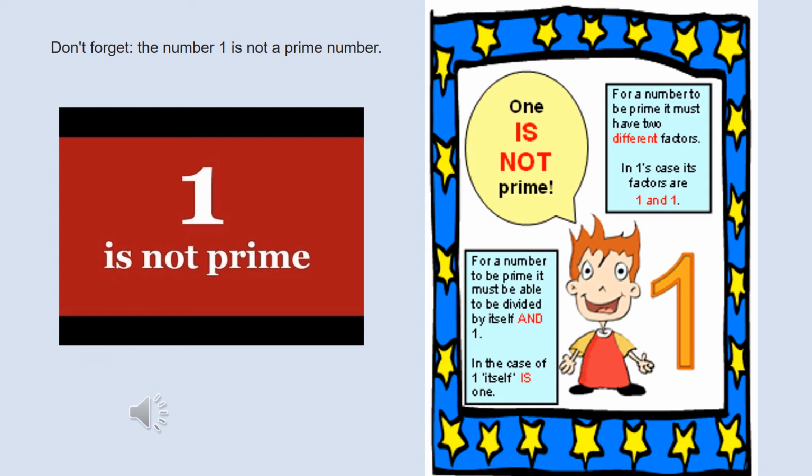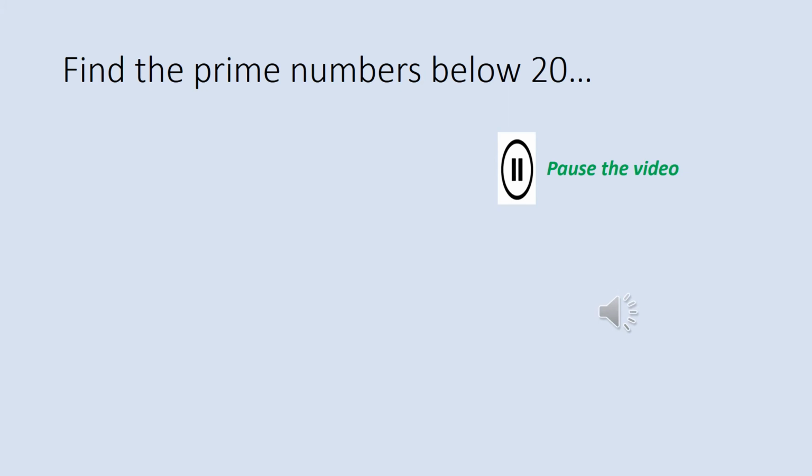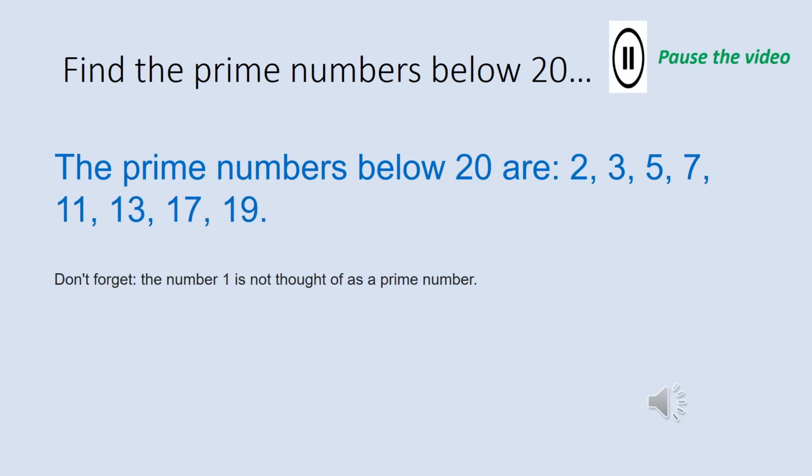A really important fact that you need to know is that the number 1 is not a prime number, because for a number to be a prime number, it needs to have 2 different factors. For example, 19, 1 and 19. With the number 1, its only factor is 1. Can you write a list of the prime numbers below 20? Were you correct?